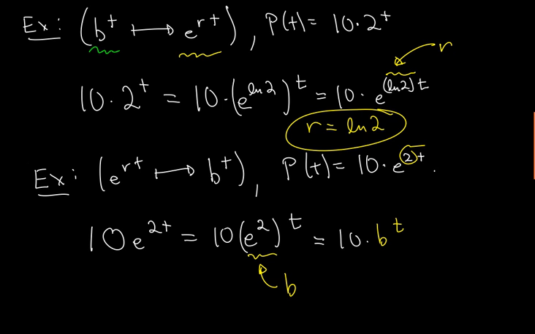So that's how you can get from one to the other. And when you look at functions e to the rt, that r is special, and it's what we know as the relative rate of change for that exponential function.